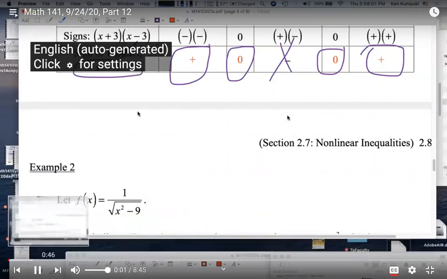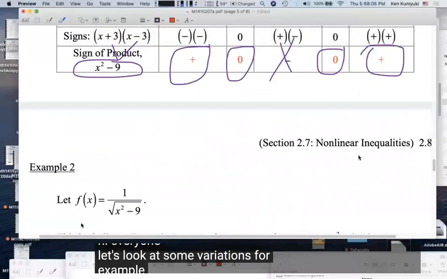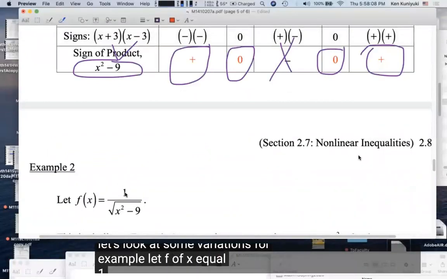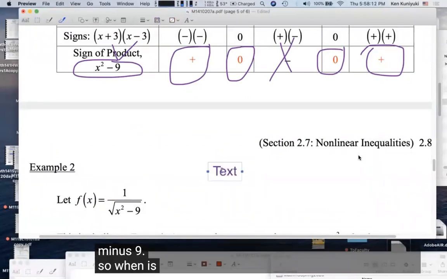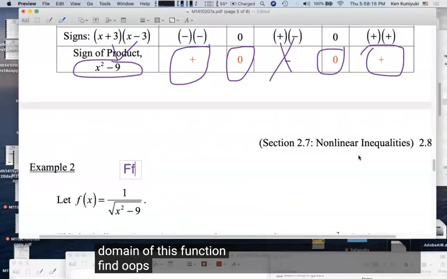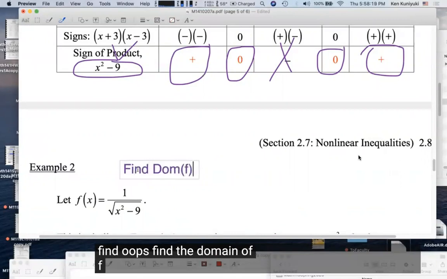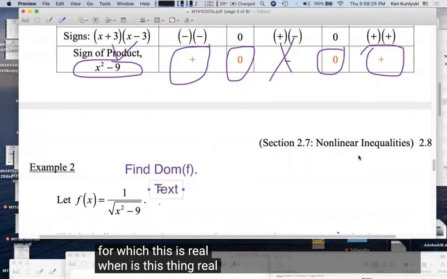Hi, everyone. Let's look at some variations. For example, let f of x equal 1 over the square root of x squared minus 9. So when is this real? I want to know the domain of this function. Find the domain of f. I want to know the real values of x for which this is real. When is this thing real?